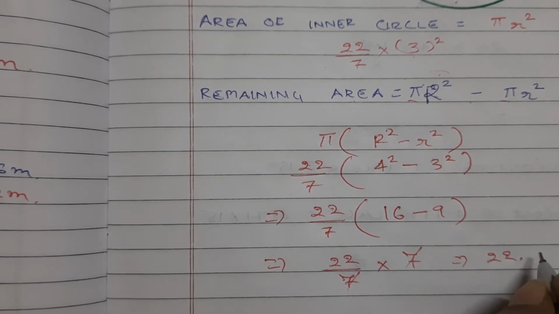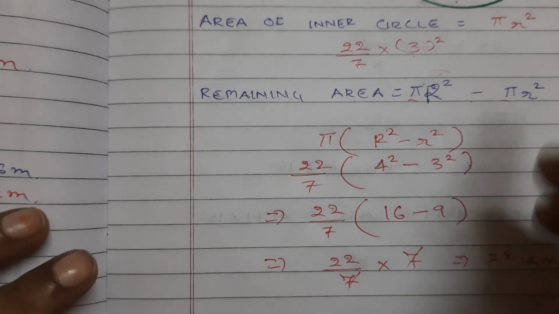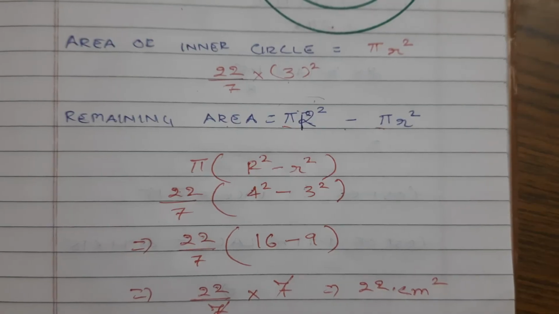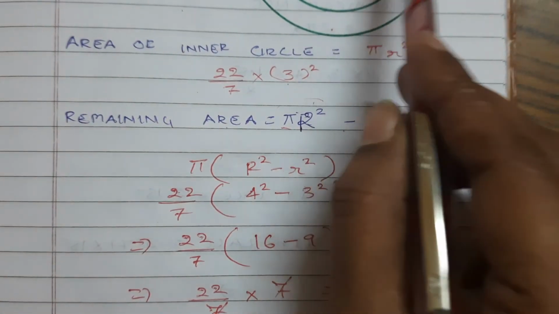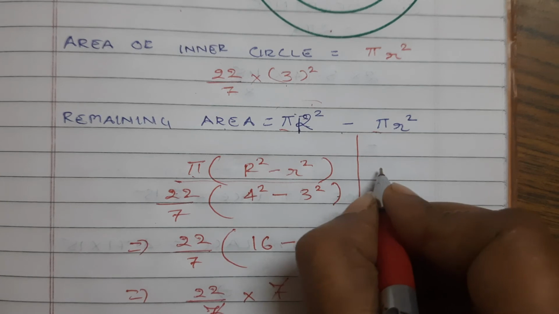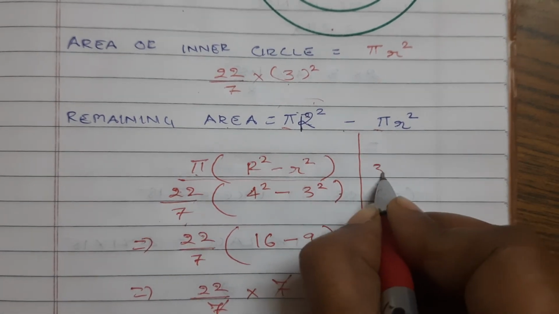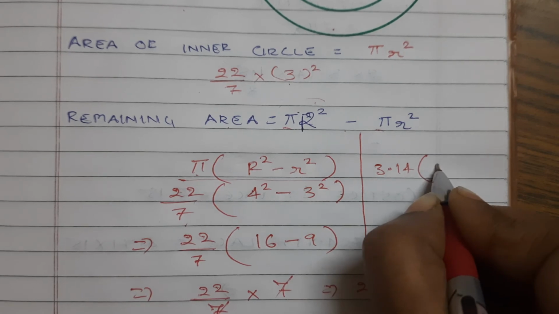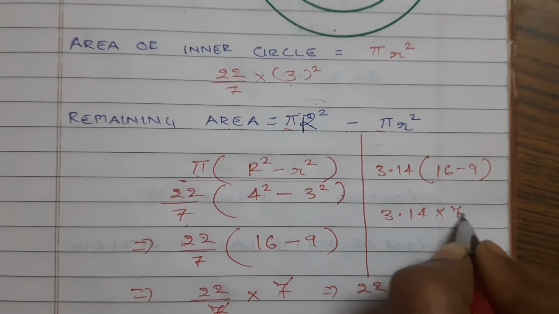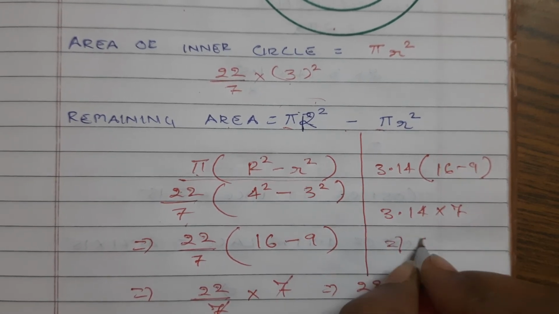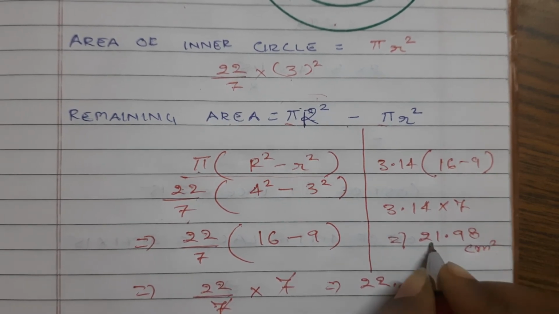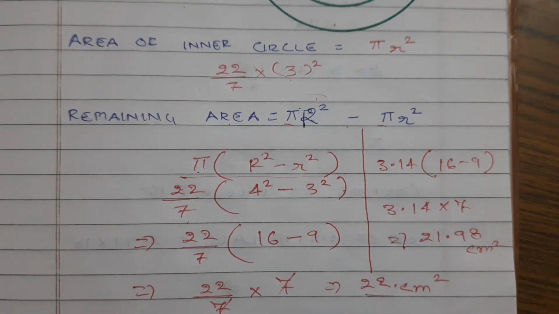A little mistake is done here, as in the question it was told that pi value we have to take 3.14. So I am showing it to you again, that with this formula, instead of 22 by 7 putting the value 3.14, same way 16 minus 9. So we will do 3.14 into 7. Now we will get the value as 21.98 centimeter square. So 21.98 approximately becomes 22 centimeter square.